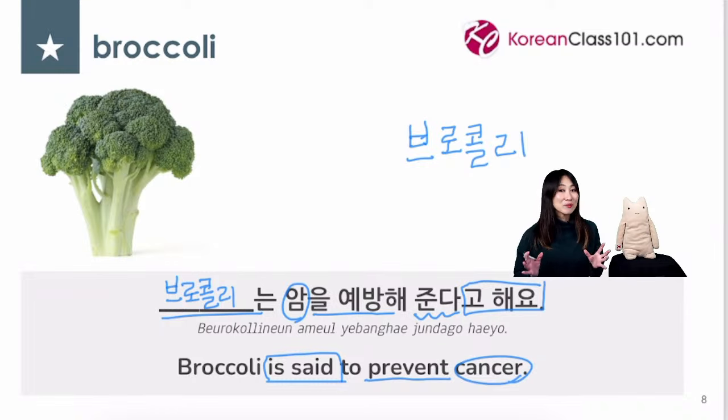브로콜리는 암을 예방해 준다고 해요. Broccoli is said to prevent cancer. 암, cancer. 을 예방해. Prevent, 준다, for us, 고해요, it is said. Good? Oh, Kwati, your favorite vegetable is broccoli. Actually, I like broccoli too.